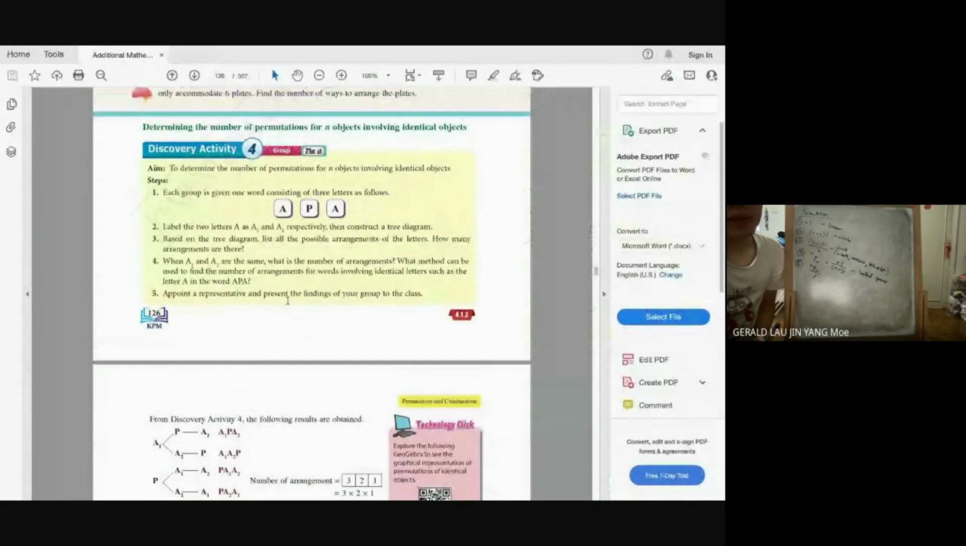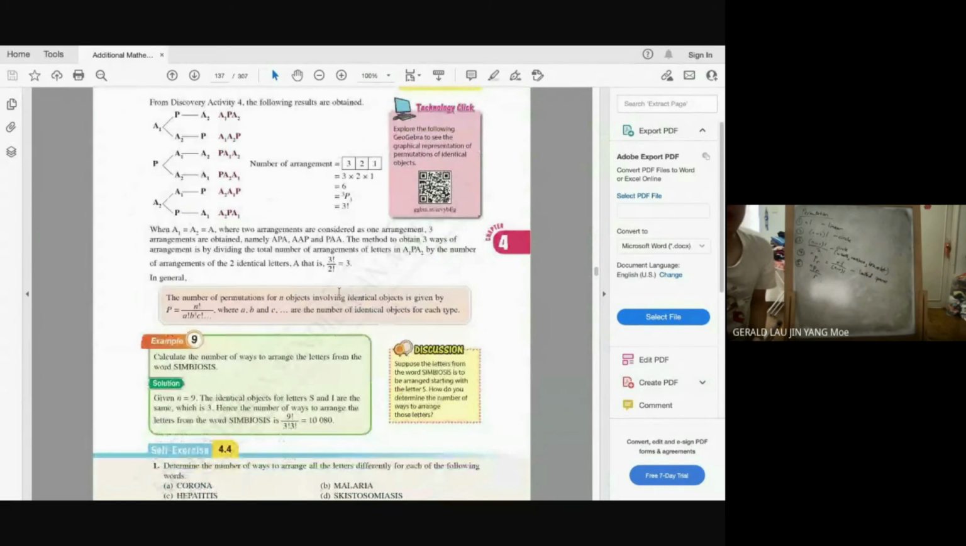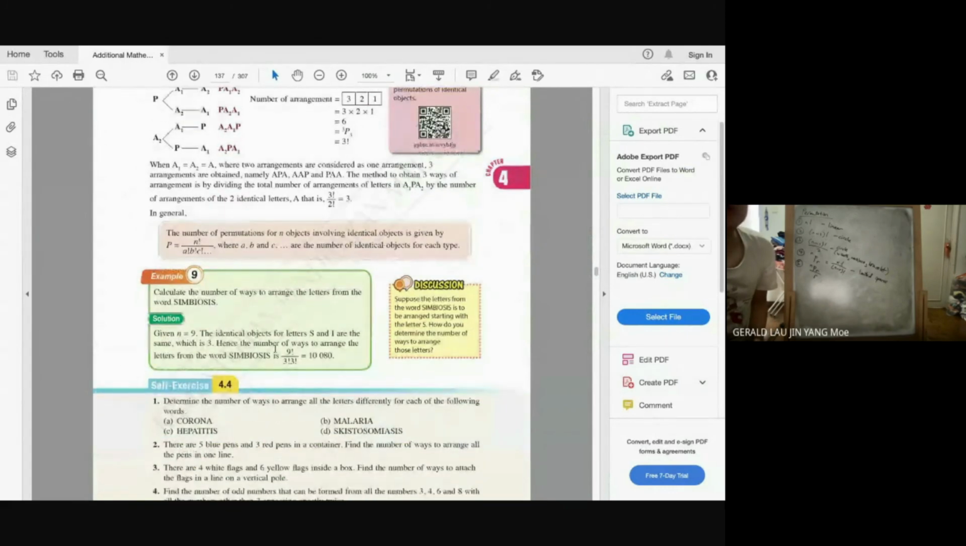Okay, so that is for permutation. Now, determine the number of permutations for n objects involving identical objects. When you have identical objects, you have to divide by the factorial. Let's look at the example, it's easier to see. Symbiosis has 9 letters. But there are 3 S's and 3 I's, so you have to divide by 3 factorial and another 3 factorial, because those arrangements are the same. If I arrange one I in front or the other I in front, it's still the same. That's why you have to divide.